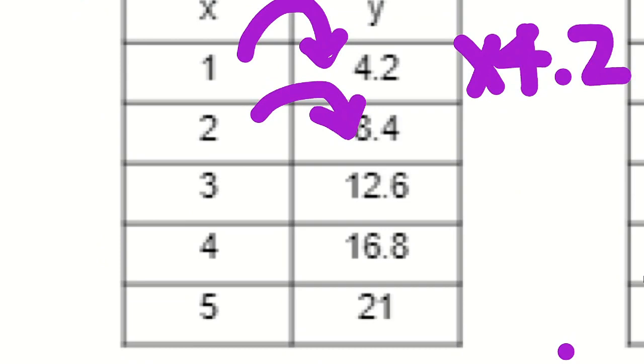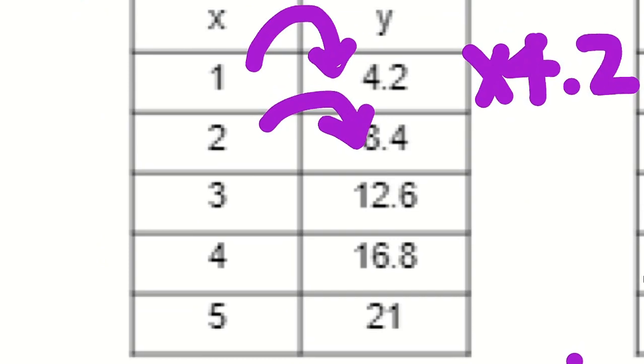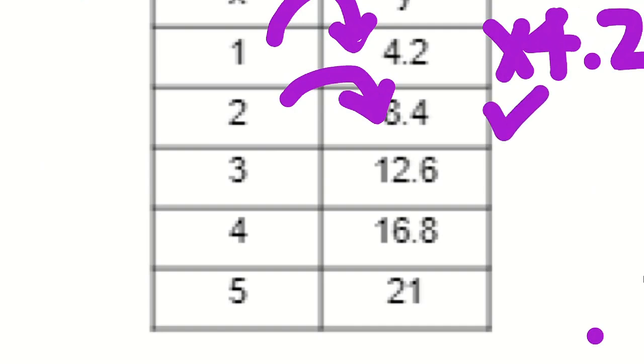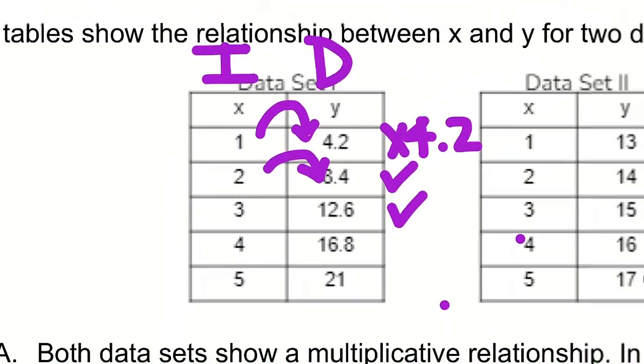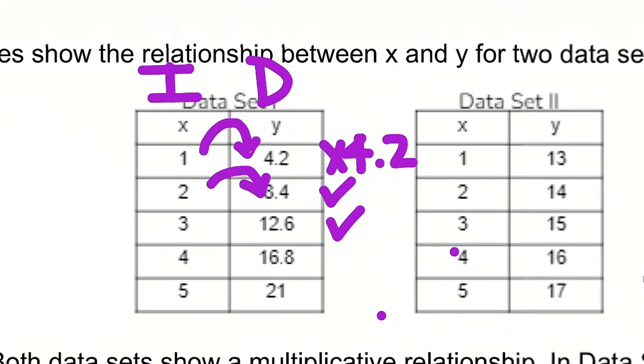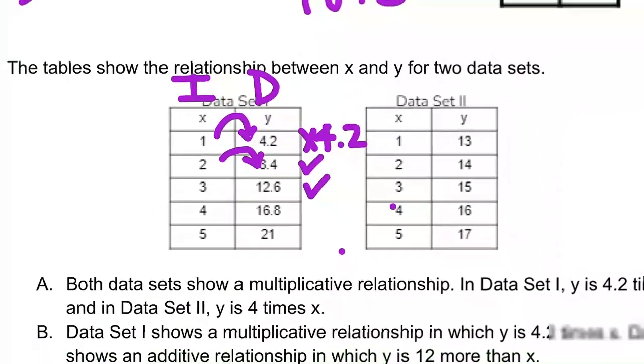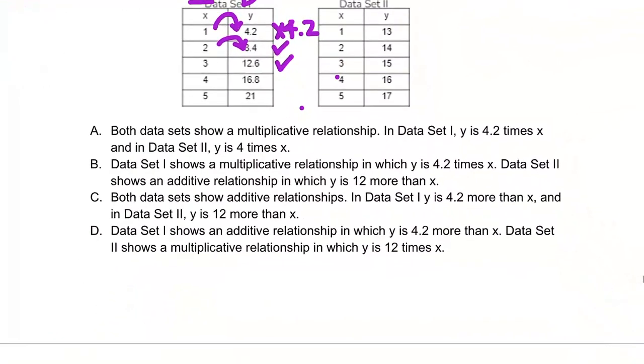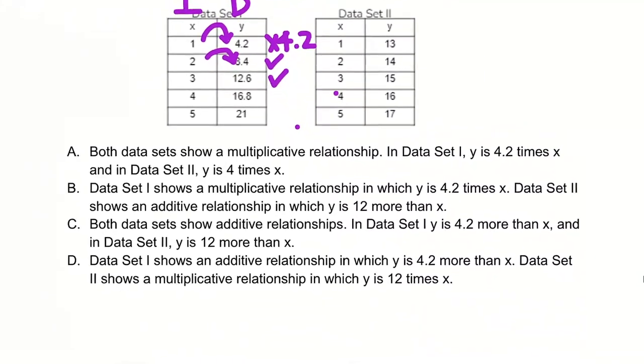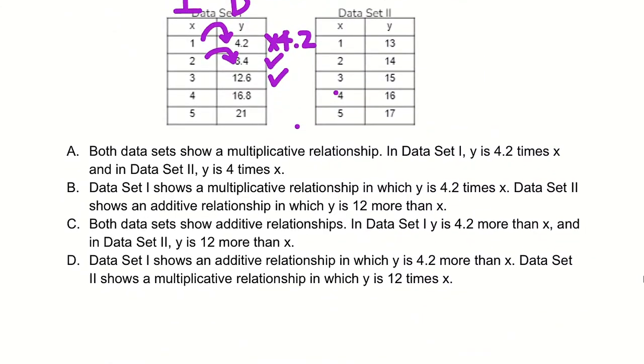Let's see if that works for number next. So 2 times 4.2, is that 8.4? Yes, it is. And 3 times 4.2, is that 12.6? Yes. So this looks like it's working all the way down our table. So the first one, we're multiplying by 4.2, so that's a multiplicative relationship. Let's look at our answer choices real quick before we move on to data set 2. A says both data sets show multiplicative. Maybe. Let's put a question mark there.